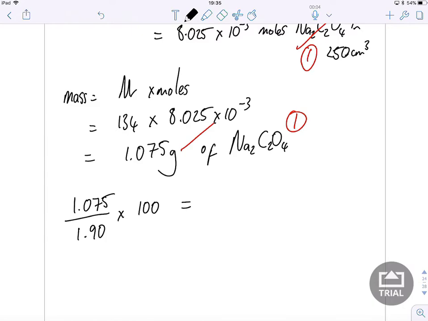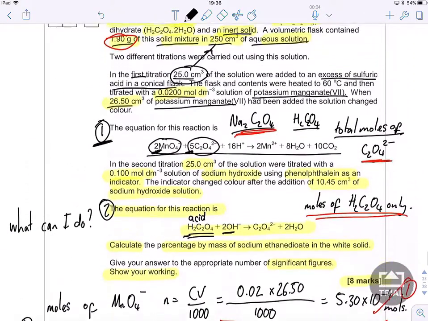Bear with me a second. 56.578947. Right number of significant figures.